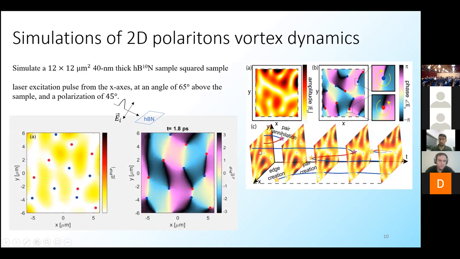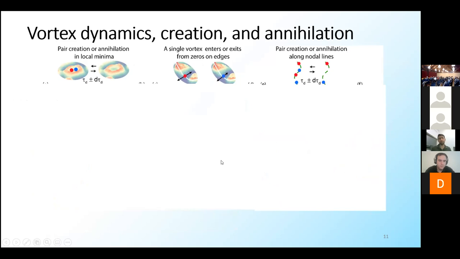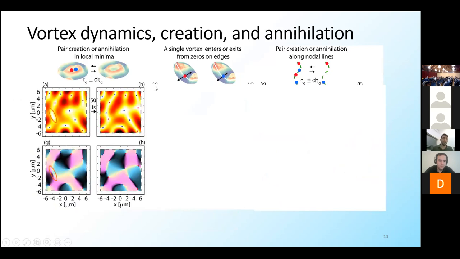So we have on the horizontal axis the time, and we can follow each one of the vortices and find that it can annihilate or be created in pairs, but also in a single event. So a single vortex can get created. And the rules are the following. We found that if there is some non-zero local minimum in the sample of the electric field, it can create, in fact, a pair of optical vortices of different signs. So this keeps the total OAM at zero.